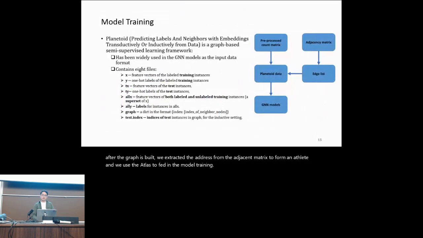Okay, in the model training step, the input data format is called Planetoid, which is a graph-based semi-supervised learning framework, and which has been widely used in GNNs. It contains 8 files, and they can be categorized as the graph structure, the node features, labels, and the training testing split.